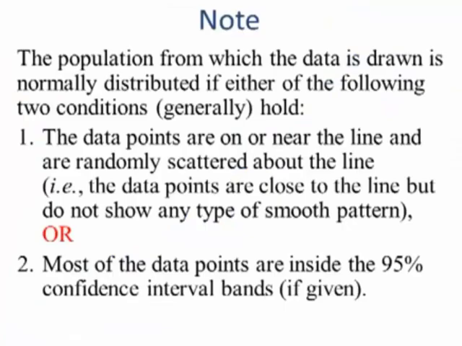The population from which the data is drawn is normally distributed if either of the following two conditions generally holds. Number one, the data points are on or near the line and are randomly scattered about the line. Or number two, most of the data points are within the 95% confidence interval bands if you're using Minitab.